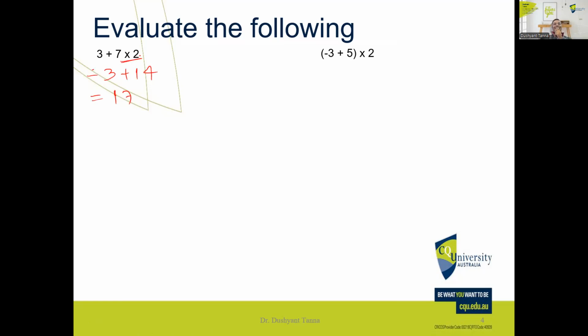Right, what do you think of this? 4? Yep. Has anyone else got 4 as well? Sorry, I'm not observing the chat. Like I said, I want more interaction. If you want to comment or have your input, please unmute and say it. Okay. With this one, it is BIDMAS: bracket, indices, division, multiplication, addition, subtraction. So we'll start with the bracket. -3 plus 5, which is 2, times 2. And obviously 2 times 2 is 4.